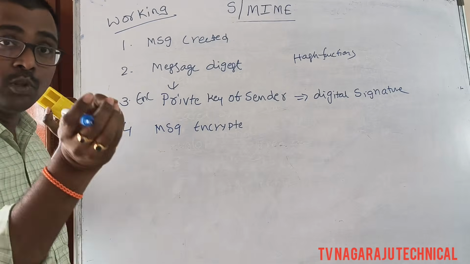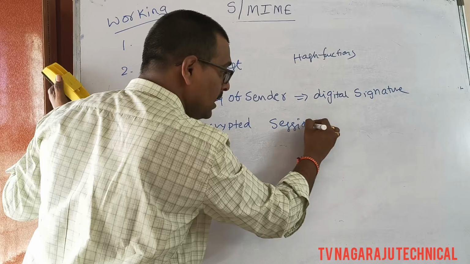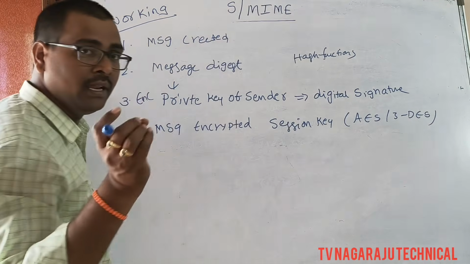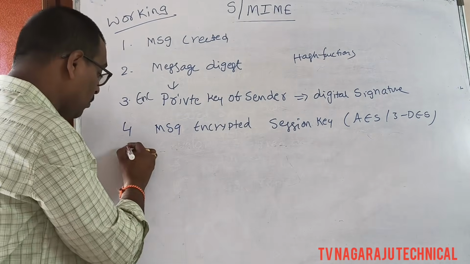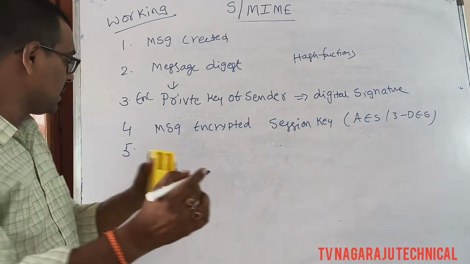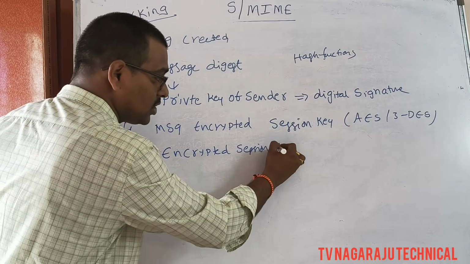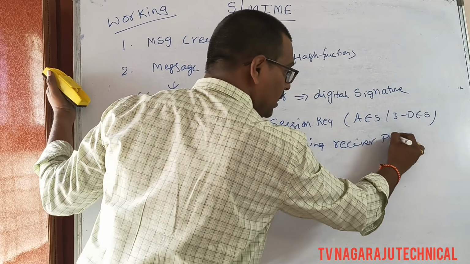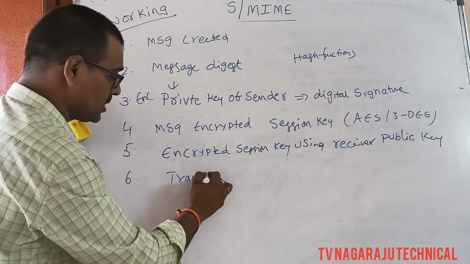Here, we are using both the digital signature and encrypted messages. The message is encrypted by using a session key like AES or Triple DES. You can use any symmetric algorithm. Again, one more step. Suppose anyone may get the session key; that is the reason the session key is also encrypted using the receiver public key. Then, finally, transmit the message.